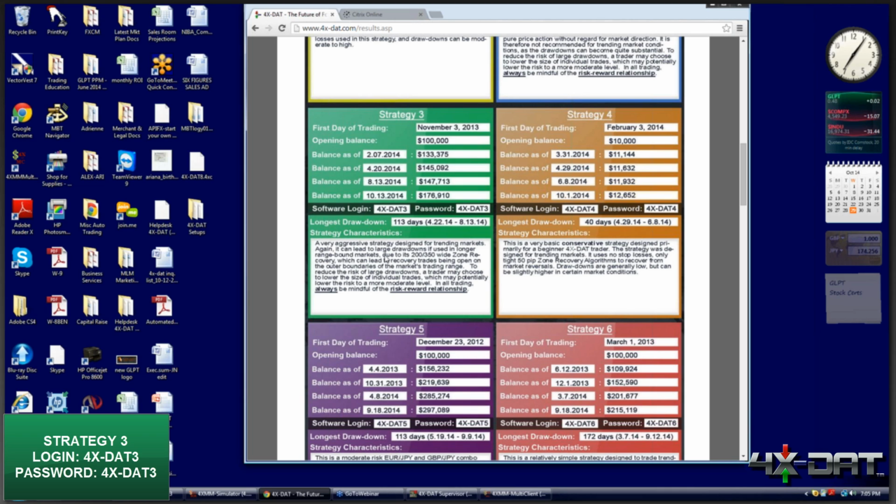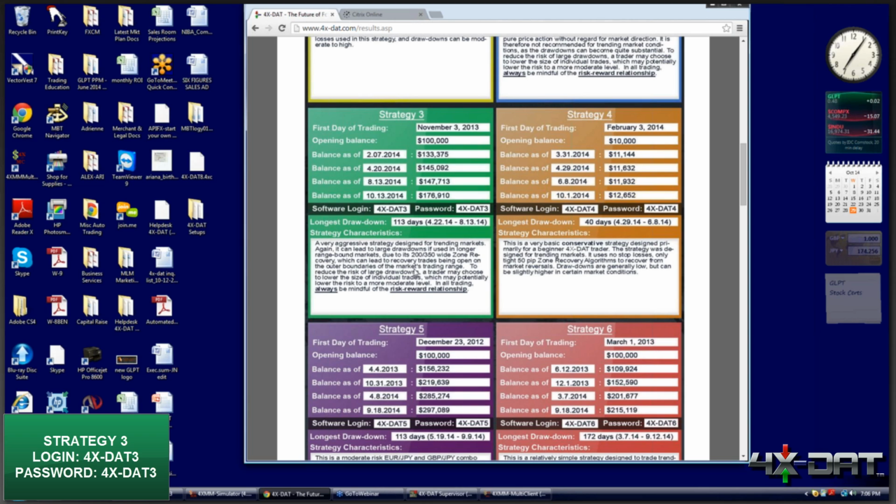But we take whatever the market gives us. We can't argue with the market. The market does what it wants to do, and that's why we have different types of strategies. Ones that are designed for range-bound markets, some that are designed for trending markets.